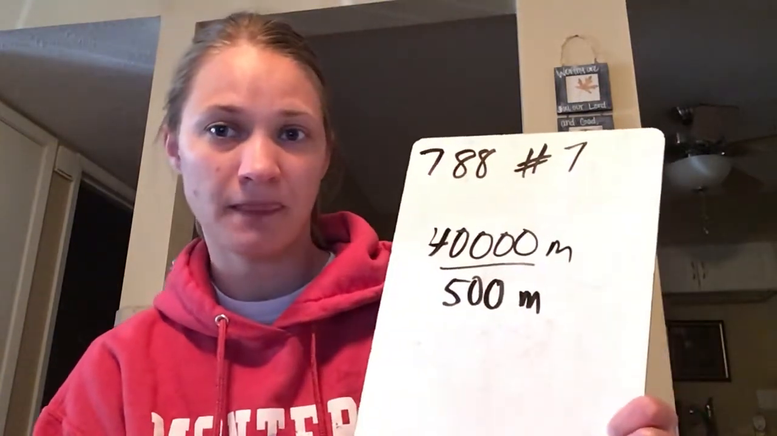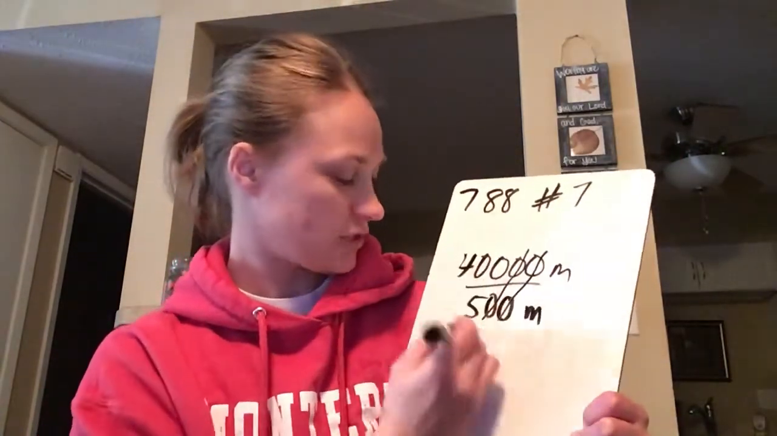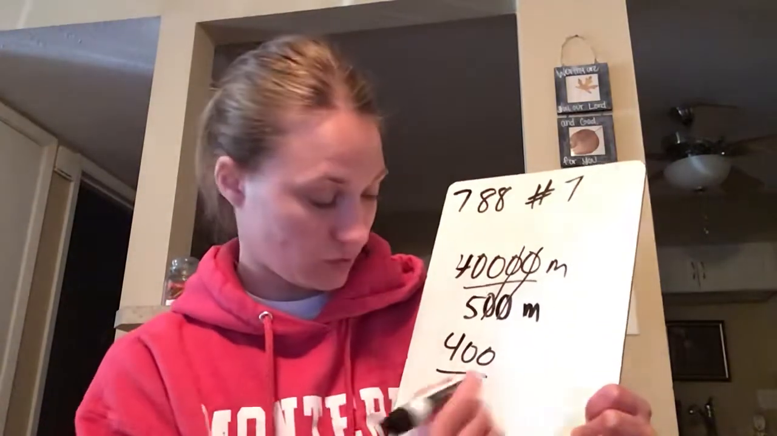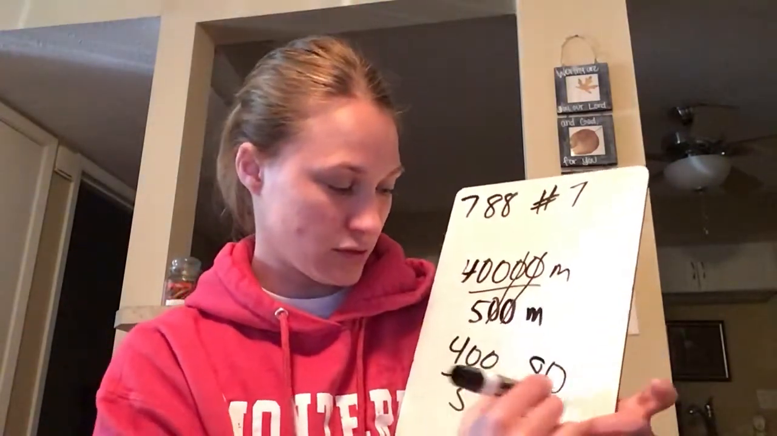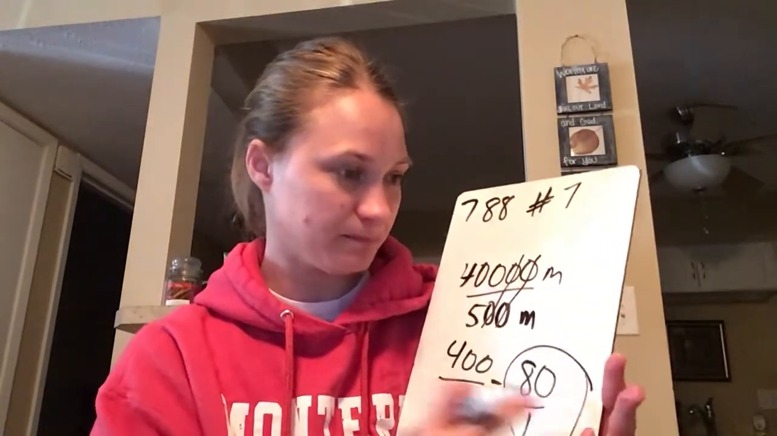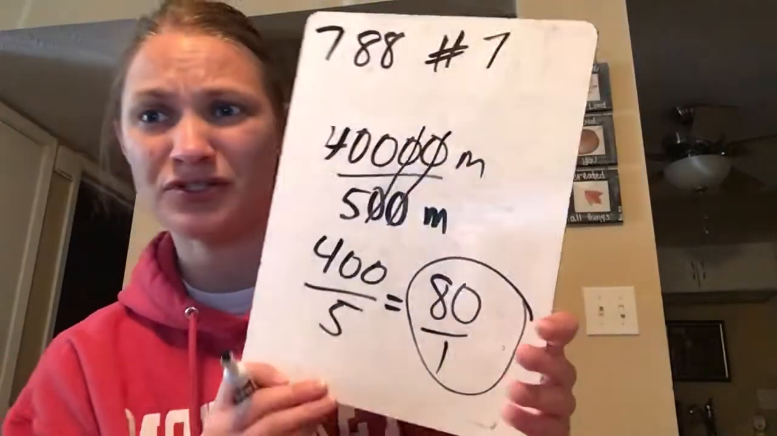Right. And then if I cancel out my zeros, I got 400 over 5, which we divide to 80 over 1. I don't really need that label. 80 over 1 is the correct answer. Okay. If you don't know your units, ask Siri or Google it or something. No shame.